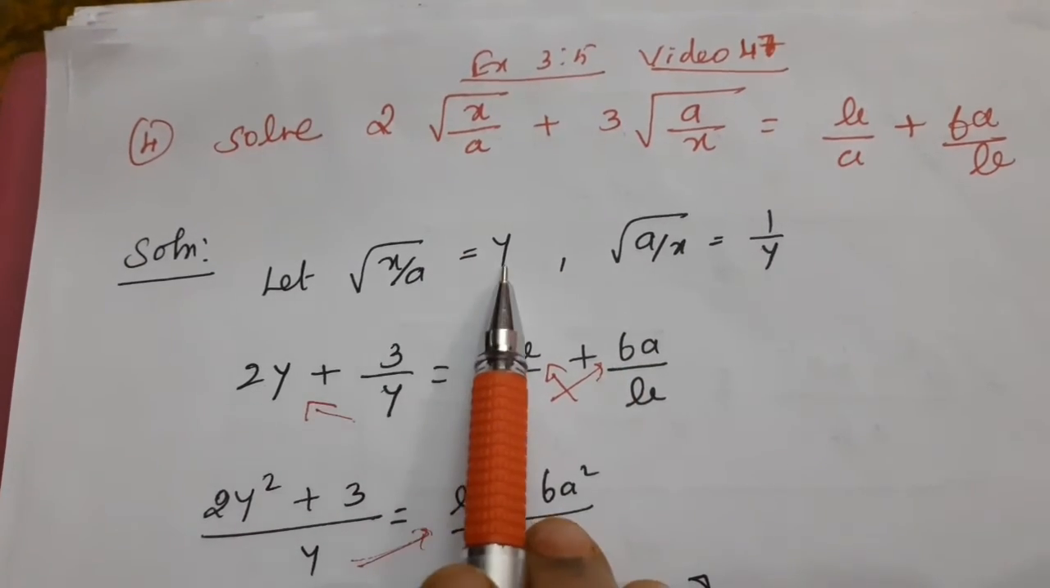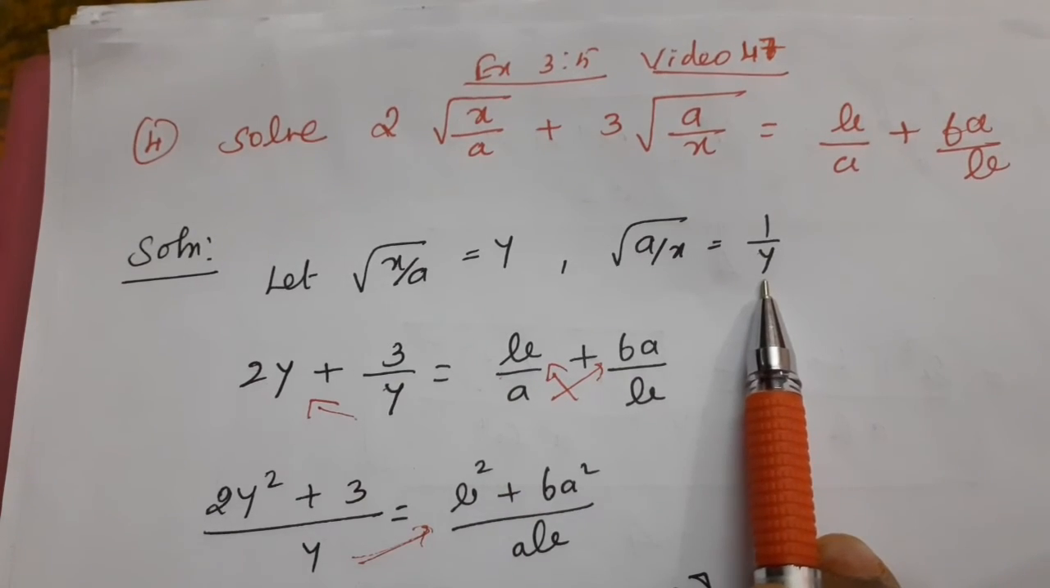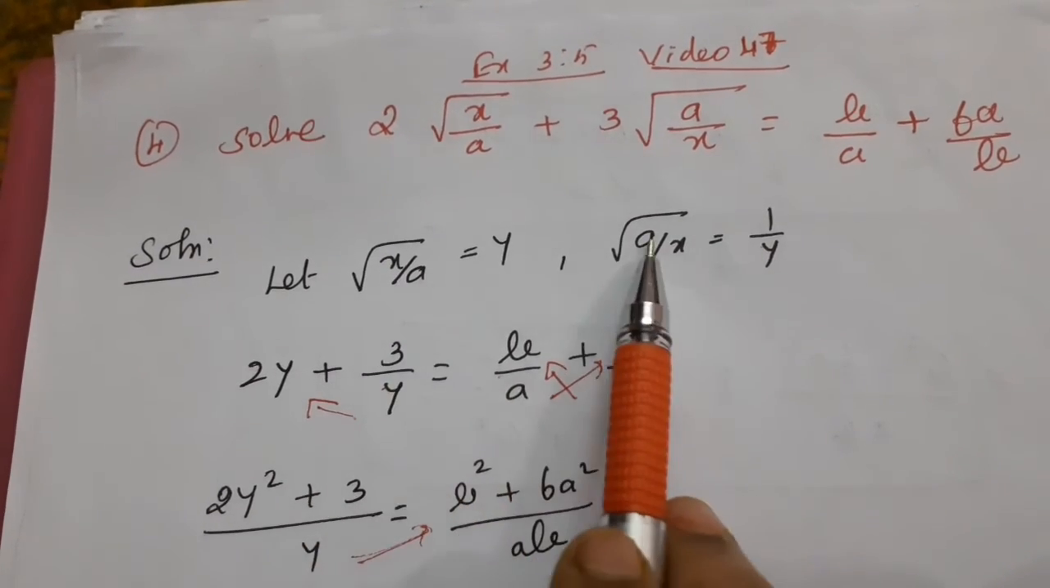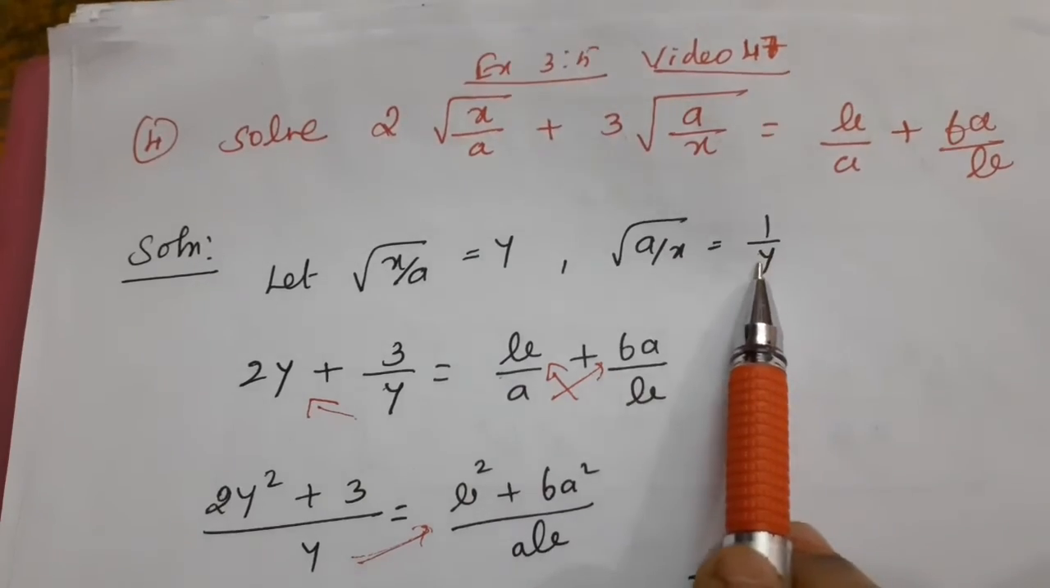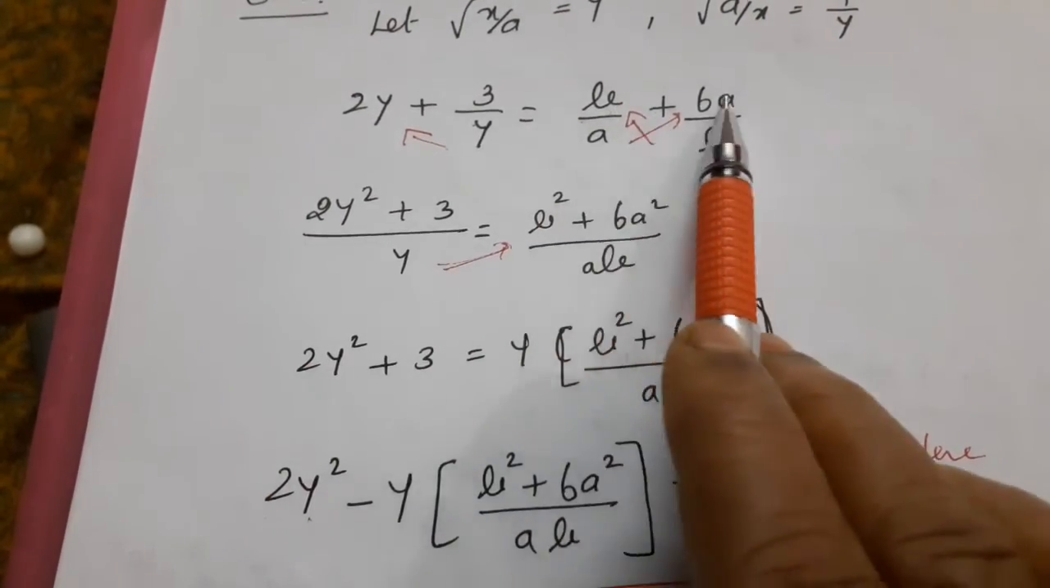So root of x by a equal to y. Root of a by x, this is x by a reciprocal, so this is taken as 1 by y, because x by a is the reciprocal of a by x. This is taken as y, and this is 1 by y. You substitute the value: 2y plus 3 by y equal to b by a plus 6a by b.